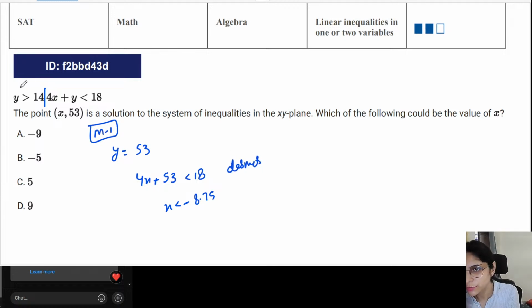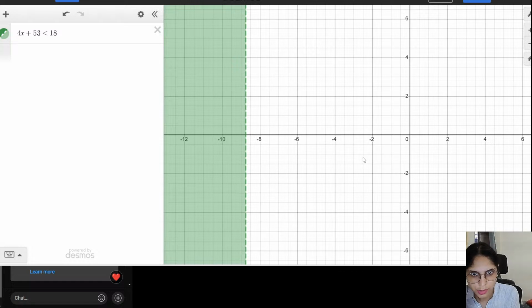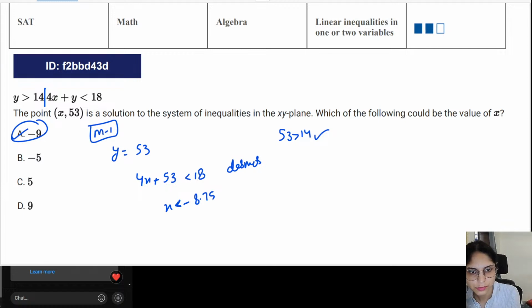53 is greater than 14, so the first one is already a check. We don't need to write that in decimals. So less than negative 8.75, so negative 9 works the best because it's to the left of it. So if you will see also, negative 9 is over here. That is working, the others are not working. Next one is question number 44.